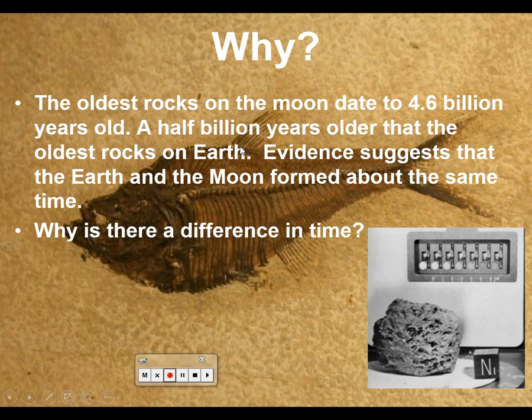Okay, the oldest rocks on the moon date back to 4.6 billion years old, a half billion years older than the rocks on Earth. Evidence suggests that the Earth and moon formed at about the same time. In class, I want you to tell me, why is there a difference in that time?